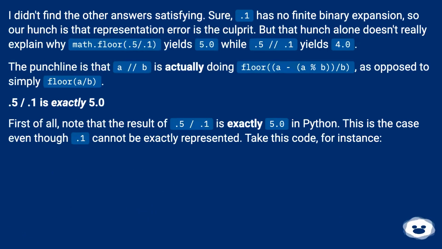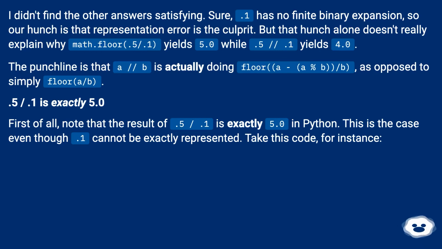I didn't find the other answers satisfying. Sure, .1 has no finite binary expansion, so our hunch is that representation error is the culprit. But that hunch alone doesn't really explain why Math.floor(.5/.1) yields 5.0 while .5//.1 yields 4.0. The punchline is that a//b is actually doing floor((a - a%b)/b), as opposed to simply floor(a/b).